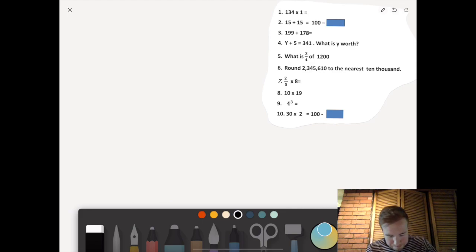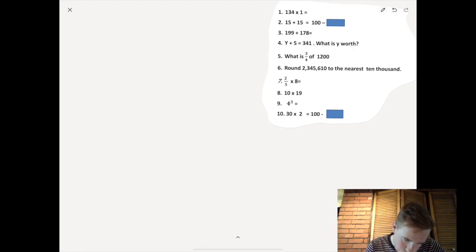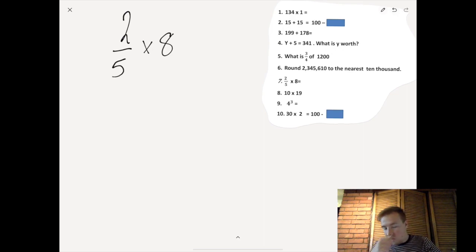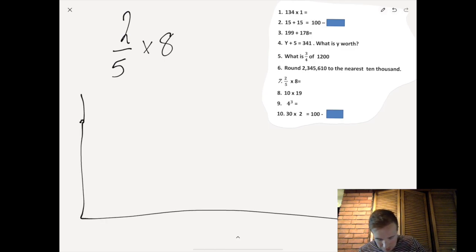250 times 8. Okay. I'll show you the bar model way, and then I'll show you the mathematical way. Okay. So bar model. So we've got 2/5. It's going to be quite big, actually. So again, not the neatest, but if it does the job for you, I'm not too bothered.